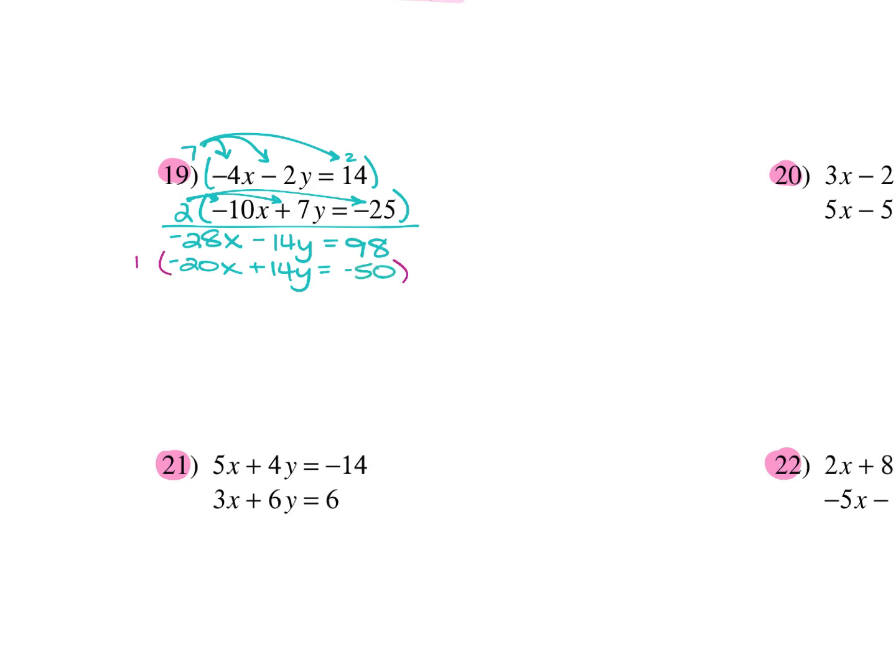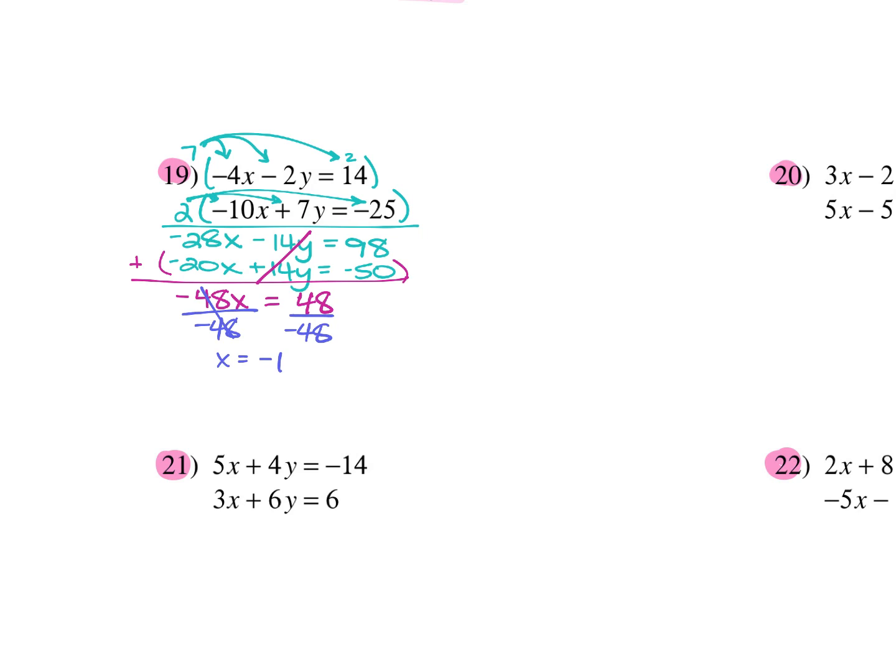If we add these, the negative 28x minus 20x is what? Negative 48x. The negative 14y plus 14y cancels. And 98 minus 50 gives us positive 48. If we divide each side by that negative 48 to get x by itself, x is equal to negative 1. Which would you like to plug this negative 1 in for, the top or the bottom equation?